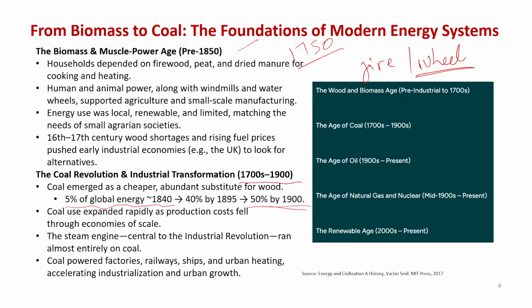With multiple aspects around it, coal transportation became cheaper, coal use became much cheaper, and since its energy density was higher than wood, people started to move on to coal as a major source of energy. So coal started powering factories, railways, ships, urban heating. Everything started to move to coal very quickly around that time.